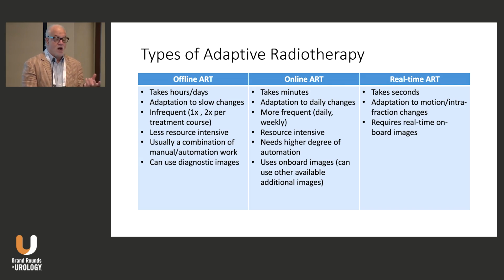Certainly, it will require higher degrees of automation, and it uses, as I said, onboard imaging of some kind, either MR or CT, essentially, is what we're using now, although you can use additional imaging. And then real-time adaptive radiotherapy can take seconds. It can adapt to motion and intrafraction motions within the treatment, and it requires, again, some kind of real-time imaging while the patient's being treated.